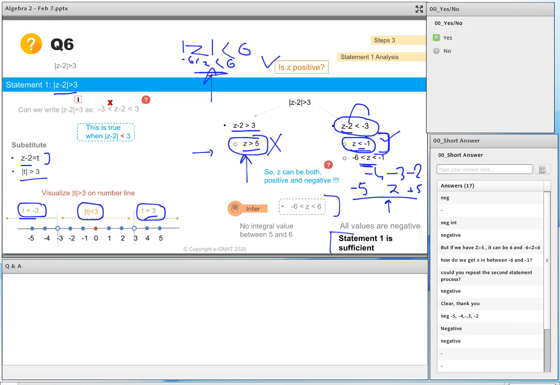Then I'll again go to the question stem. Did I have any number between -6 and -1? Any integral number of z? Yes, I had. I had the numbers -4, -3, -2, and -5. Since all of those are negative in nature, I can say that z is not a positive number. It's a negative number, which tells me that the first statement is a sufficient statement.